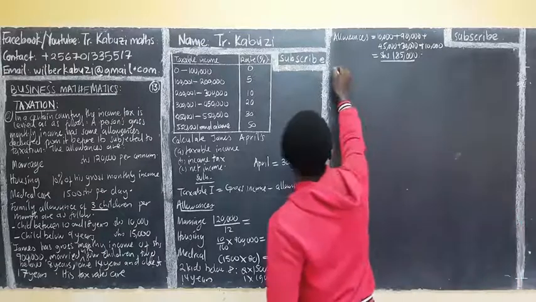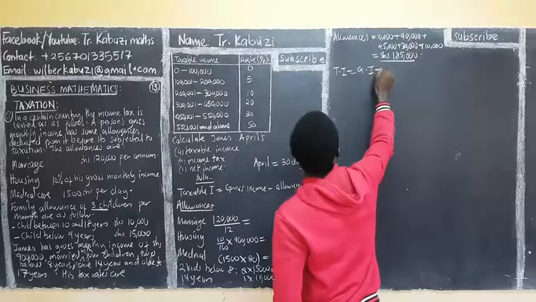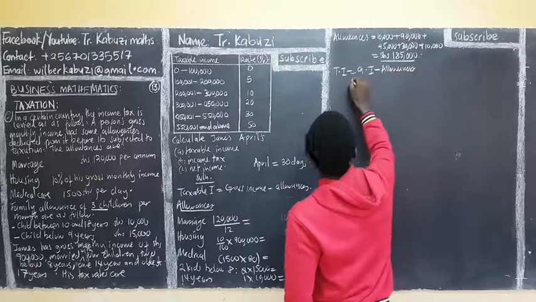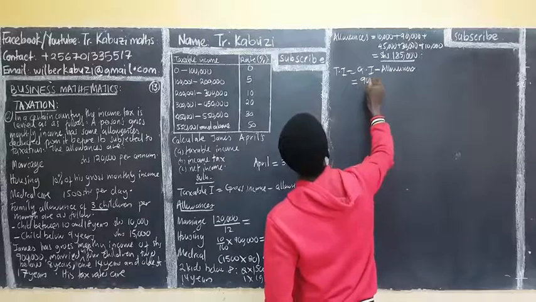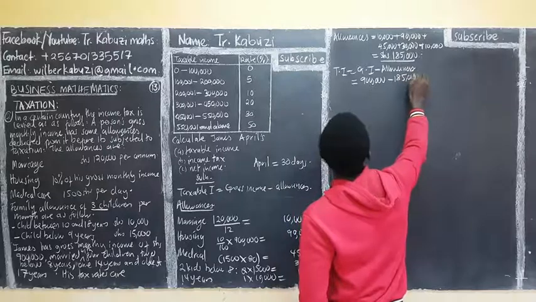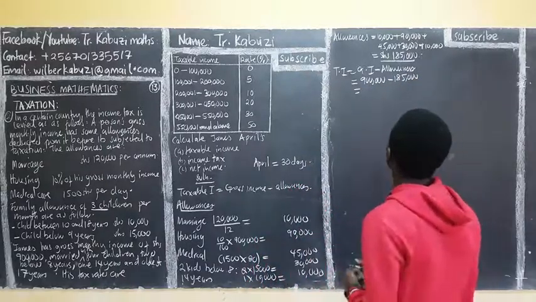Then his taxable income is going to be the gross income minus allowances, which is going to be, now his gross was 900,000, minus 185,000, which is going to give us now, what do you get there?